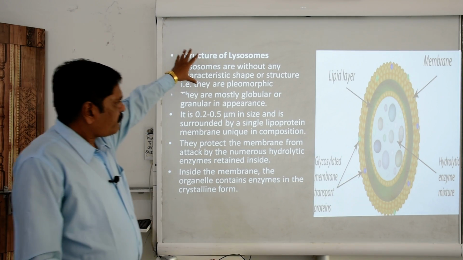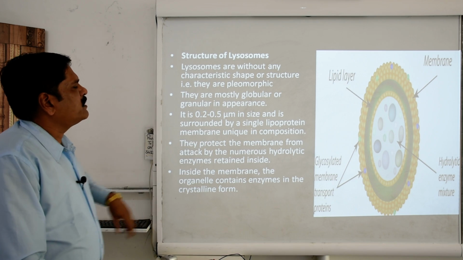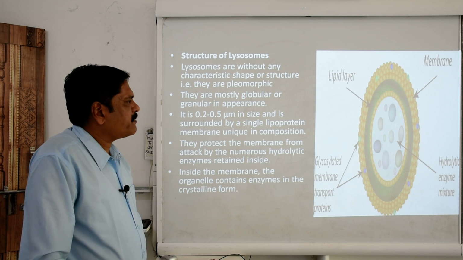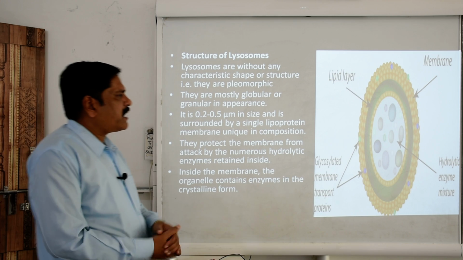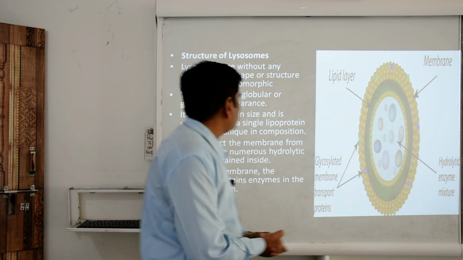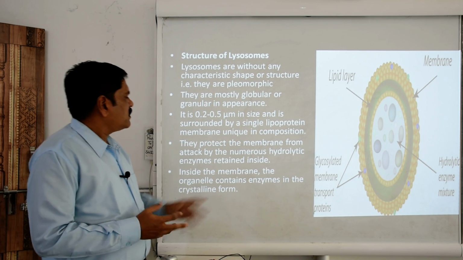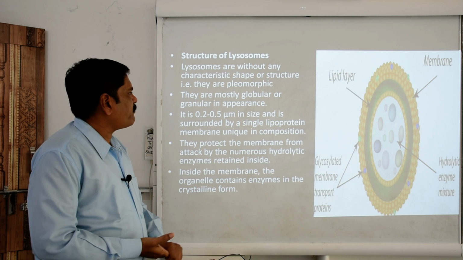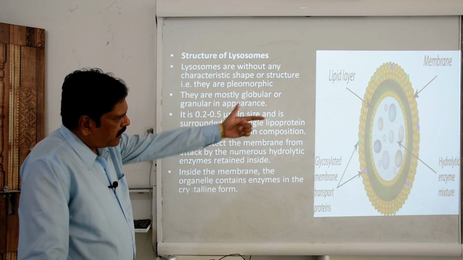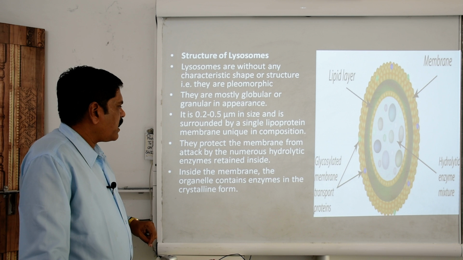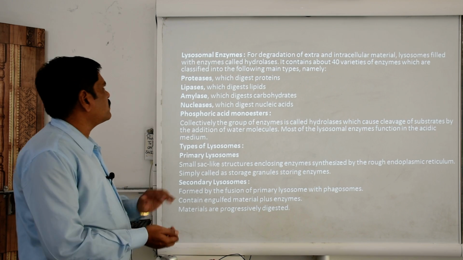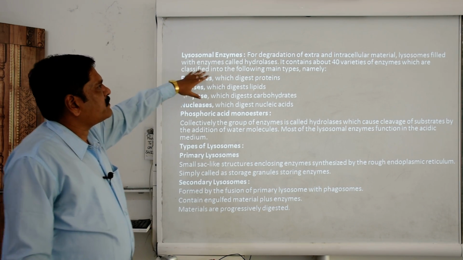Okay, then if you talk about the structure of the lysosome, that is nothing special. It is just simply surrounded by a membrane, what you call the cell membrane. Inside it there are different enzymes which are basically secreted by this membrane. Its diameter ranges from 0.2 to 0.5 micrometer in size. Basically they have hydrolytic enzymes, as I told you, and these enzymes are present in crystalline form inside it. Clear? So these are the lysosomal enzymes.